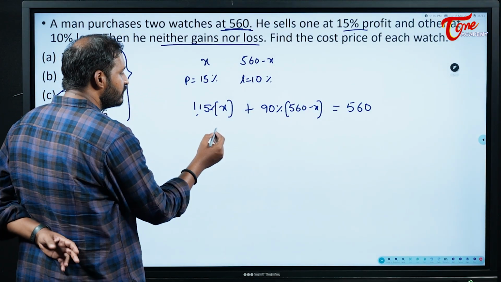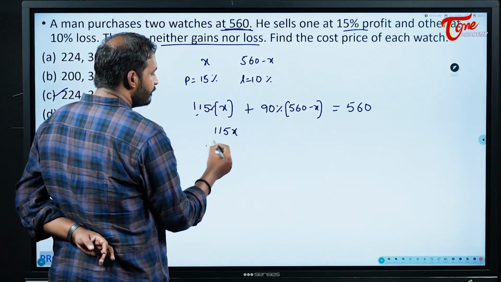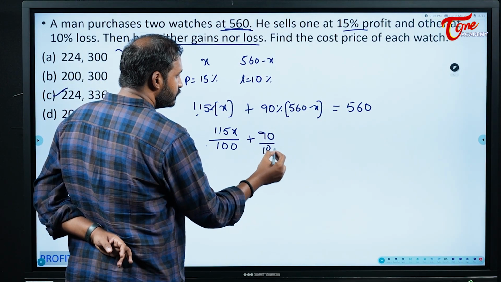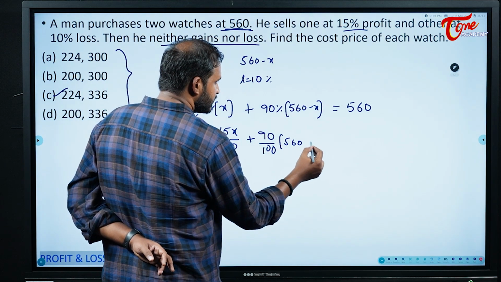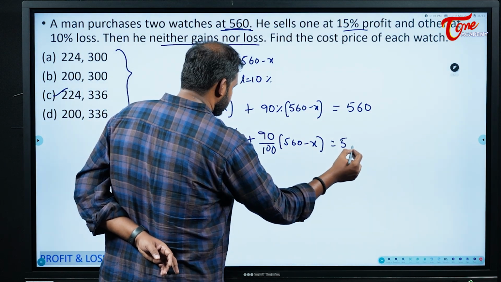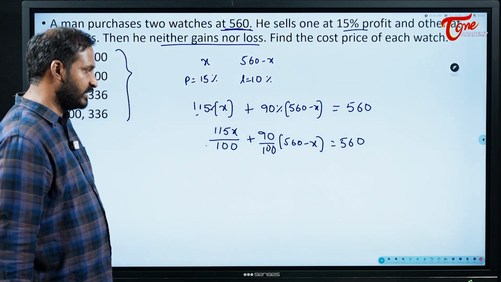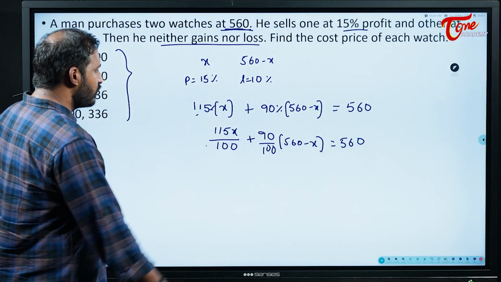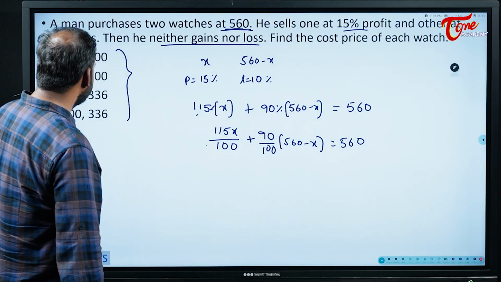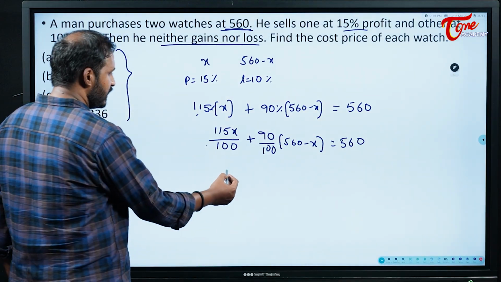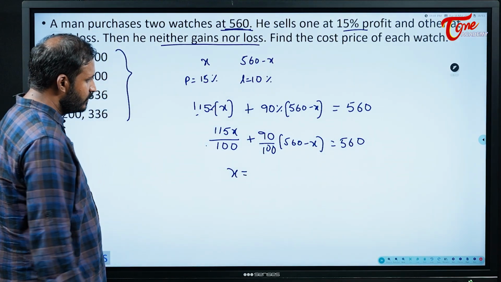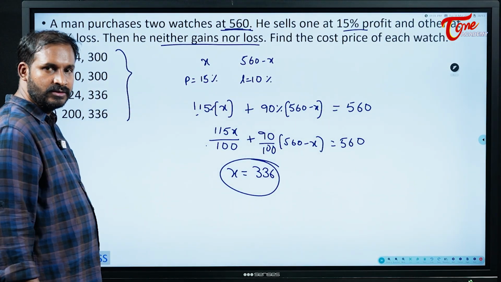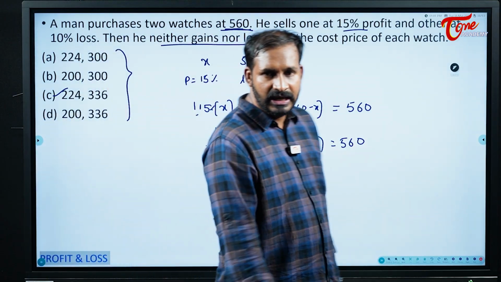So now solve this one. What will you get here? 115x by 100 plus 90 by 100 into 560 minus x, that is equal to 560. If you want, you can put the same values or try to solve it. If you solve for x, what is the value of x you are going to get in this case? The x value you will get here is 336. Solve for x, you will get the answer. No need to worry.